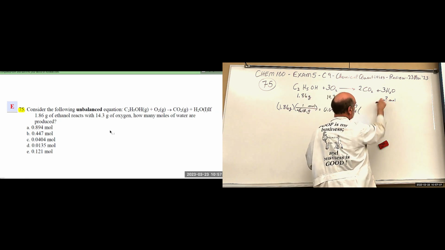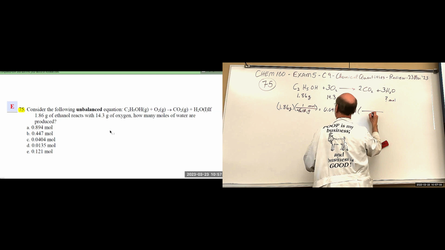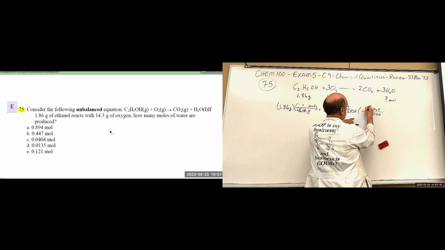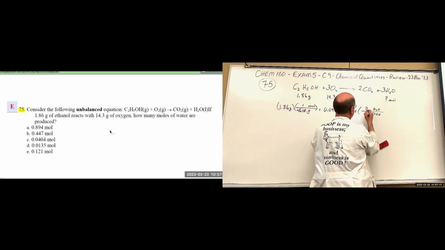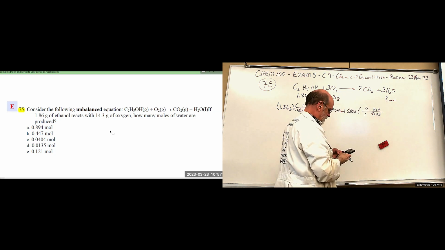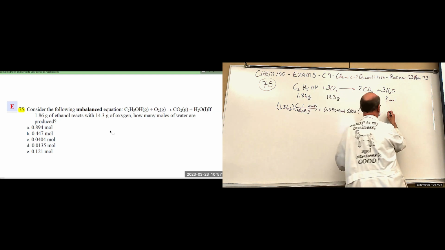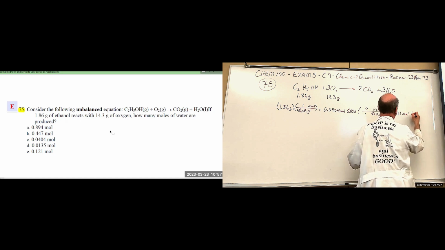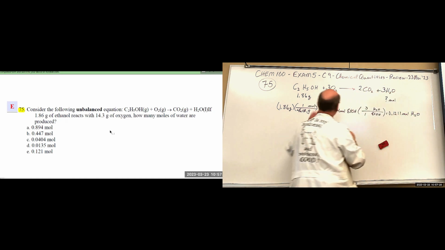Which we're going to go ahead and convert to water. So ethanol here, water here. 3 waters and 1 ethanol. So I need 3 times that value. It's 0.1211 moles of water from ethanol.